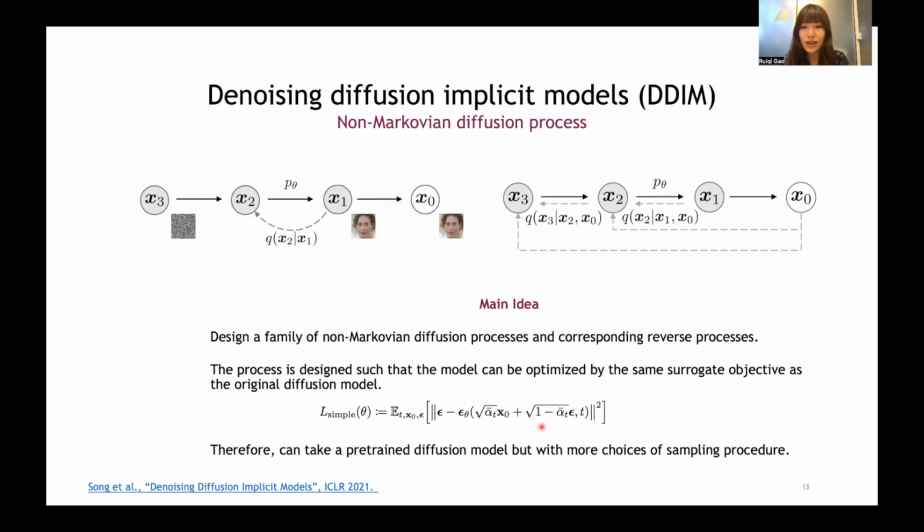Recall that this is the surrogate objective, right? This L simple, where we remove the weighting of each L2 loss term, and we simply take the average of the L2 loss at different time steps. Because they can optimize by the same surrogate objective, one can simply take a pre-trained diffusion model and treat it as the model of those non-Markovian diffusion processes, so that we are able to use the corresponding reverse processes to reverse the model, which means we will have more choices of our sampling procedure.